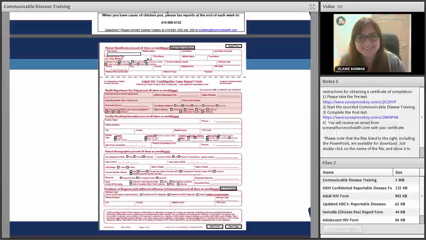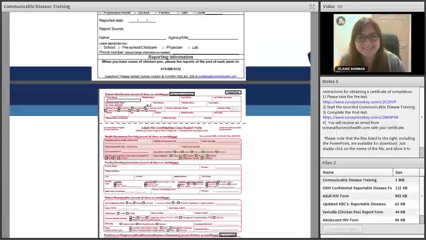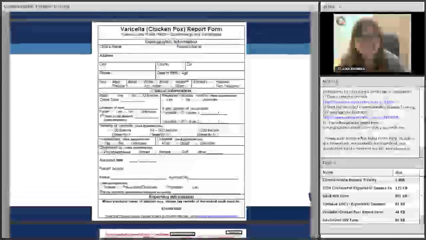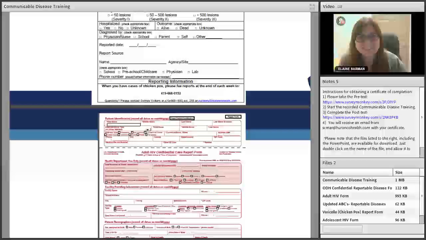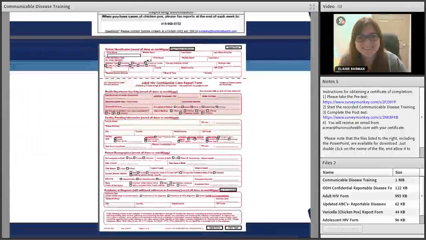This is the next form. Let me try and zoom in a little bit more for you. So this form is our HIV Adult Confidential Disease Reporting Form, and it can be found in the file section under Adult HIV Form, and the varicella form is also on the right-hand side under Varicella Chickenpox Report Form. So those both can be found on the right-hand side.